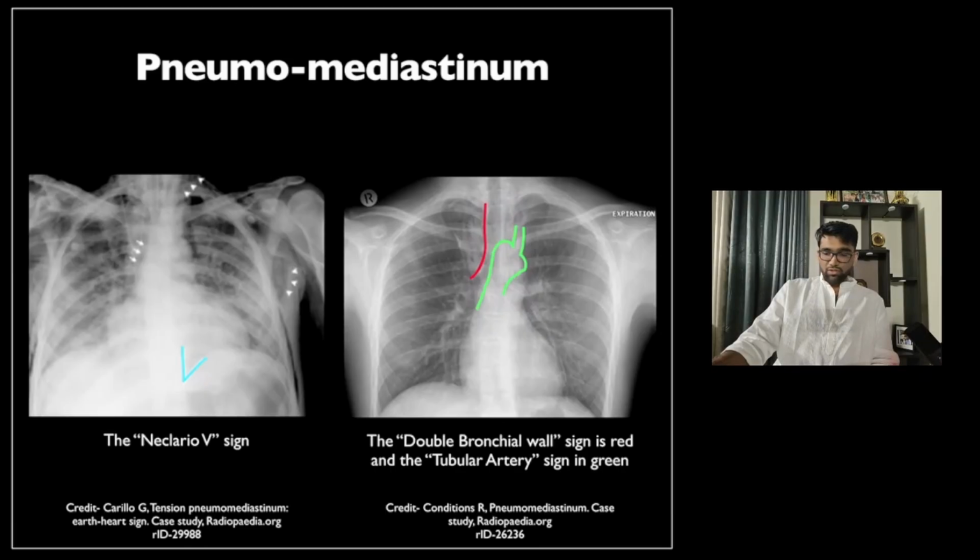The third is what is called the tubular artery sign, which is air within the mediastinum making the artery, that is the aorta in this case, and one of its branches visible on an AP radiograph. Once I remove the markings, you can see that it becomes very obvious.